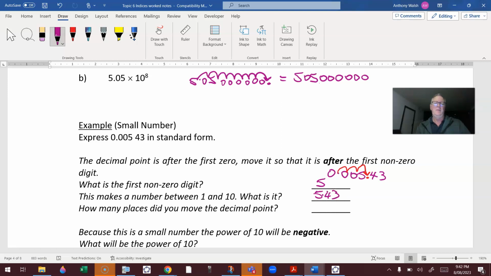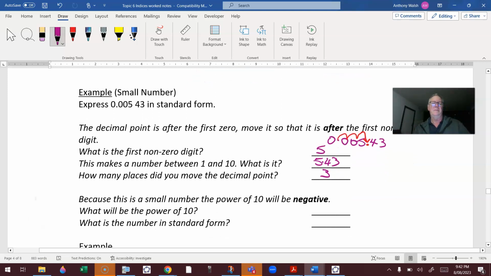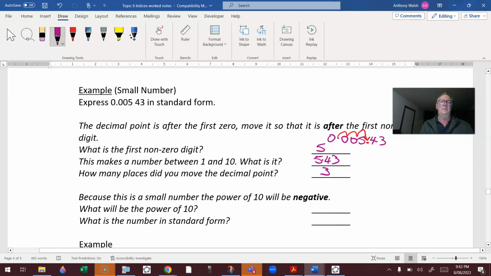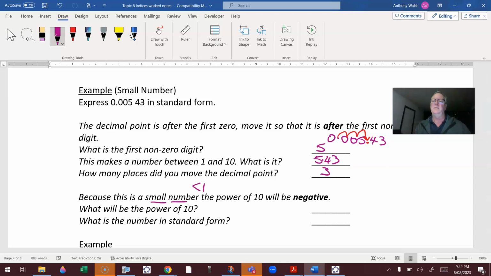5.43. How many places did I move the decimal point to put it after the 5? 3 places. Now, here's the thing. Because this is a small number, 0.00543 is less than 1, the power of 10 that we multiply our number by, between 1 and 10, we make that power a negative power. So what would be the power of 10? Well, we move the decimal point 3 places. But because this is going to be a small number, we raise that 10 to not 3, but negative 3. That's the power of 10.